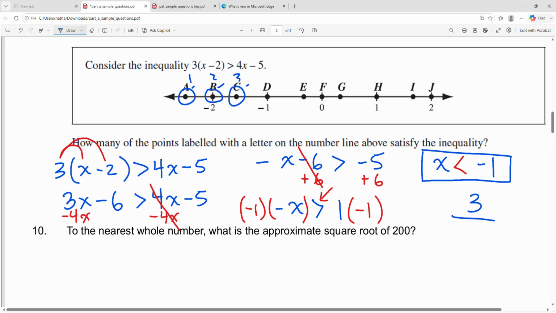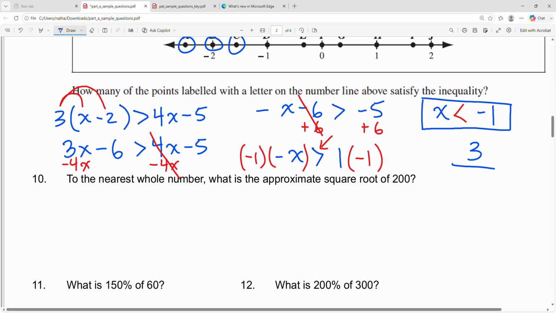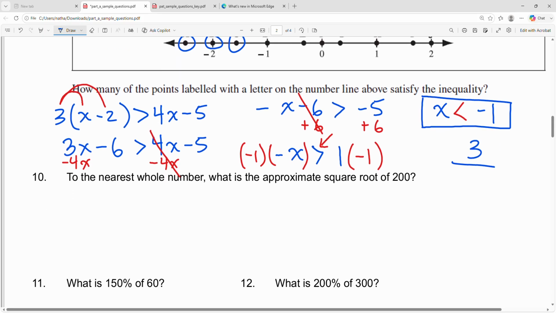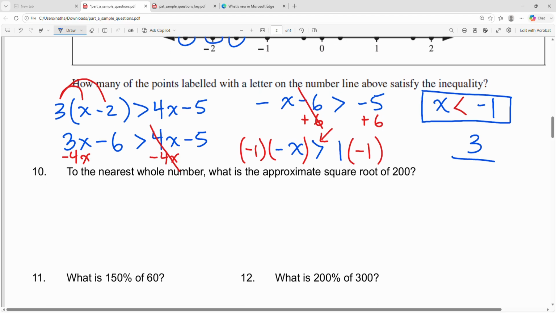So what I'm going to do with that is, should I do it here below or should I erase this? What do you guys think? You're not here.